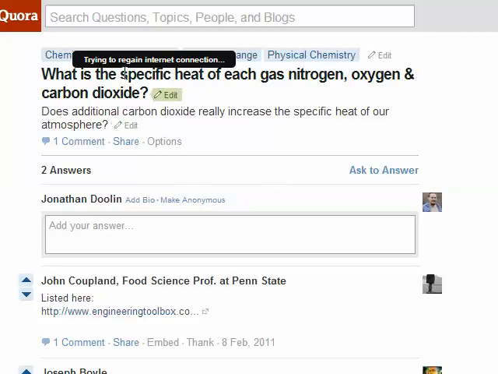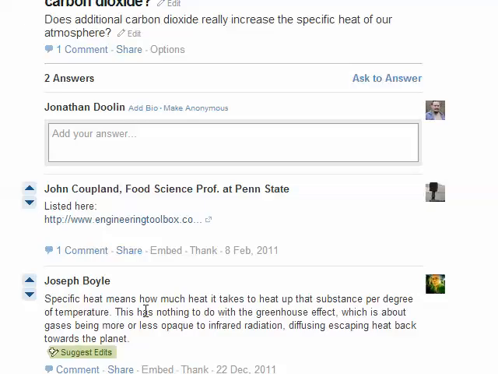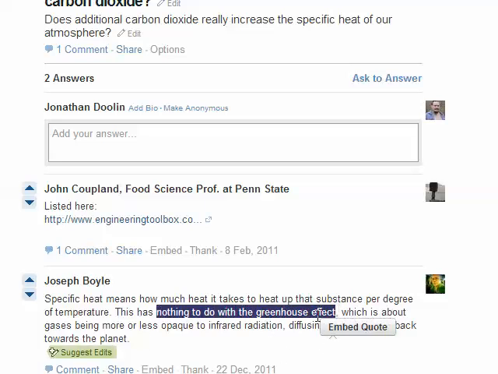First of all, I tried to look up the specific heat of the thing. This guy says specific heat has nothing to do with the greenhouse effect. Well, right, that's true. Greenhouse effect has to do with absorption of infrared radiation. I'm not entirely sure I agree.